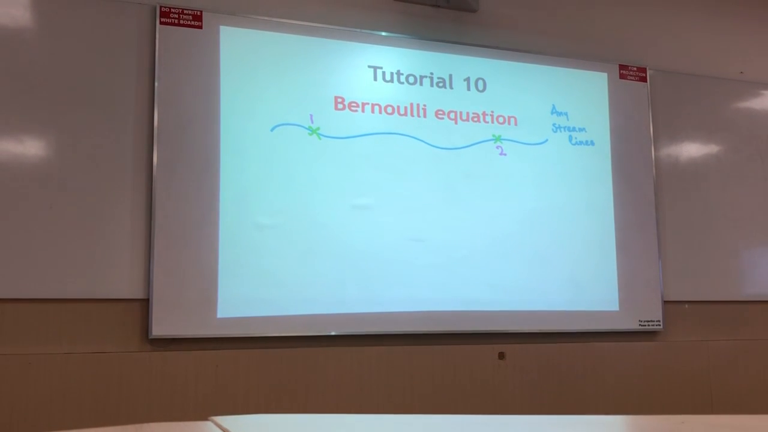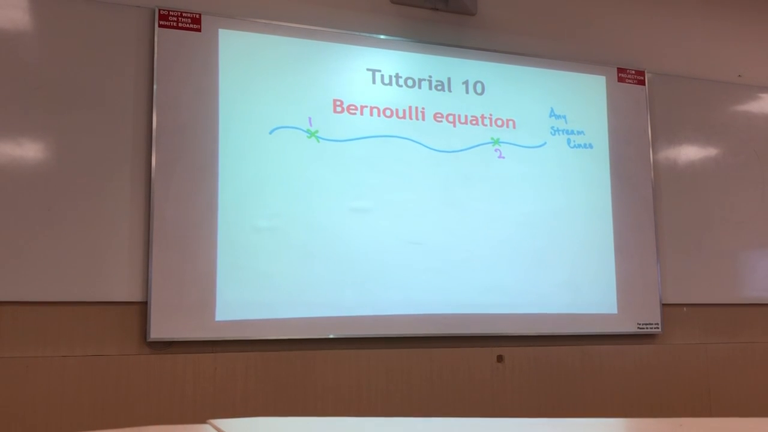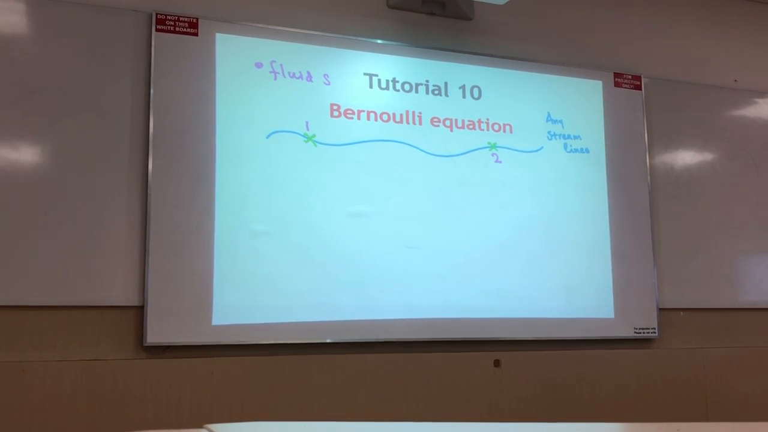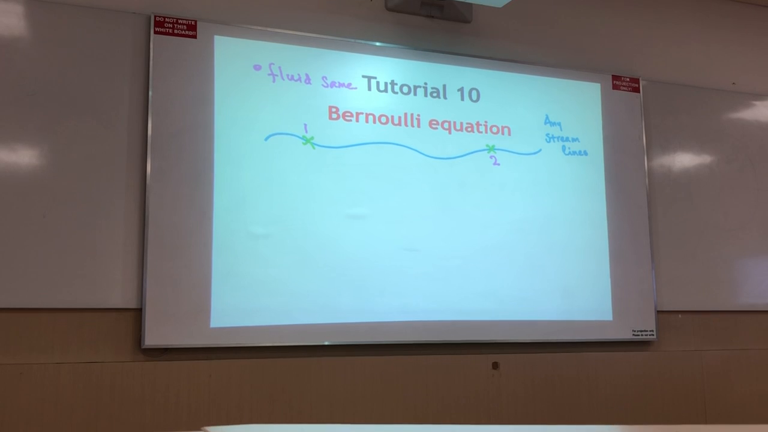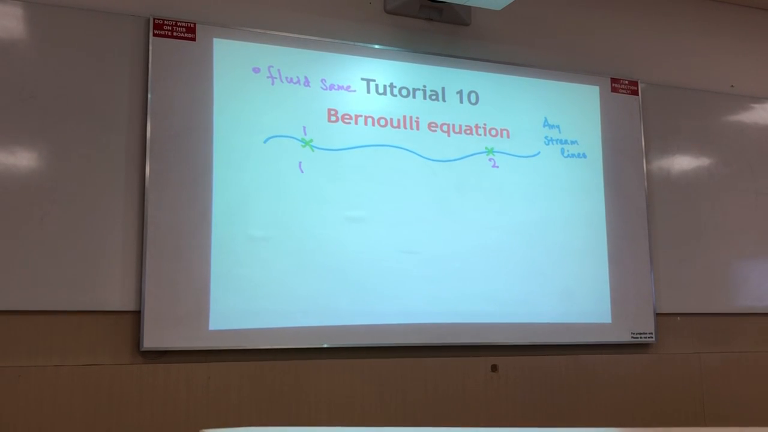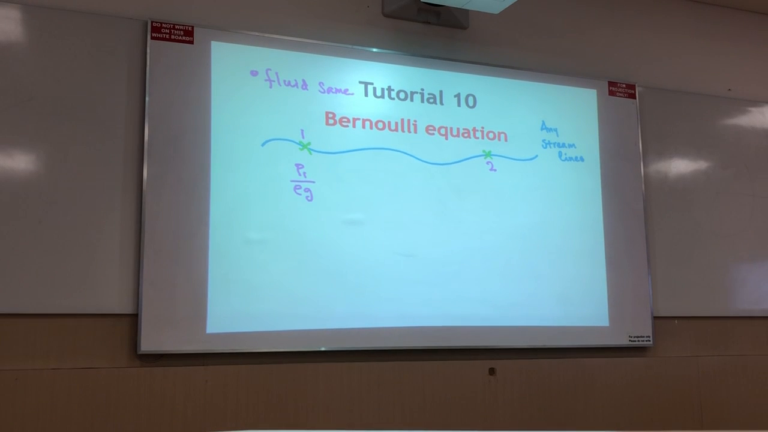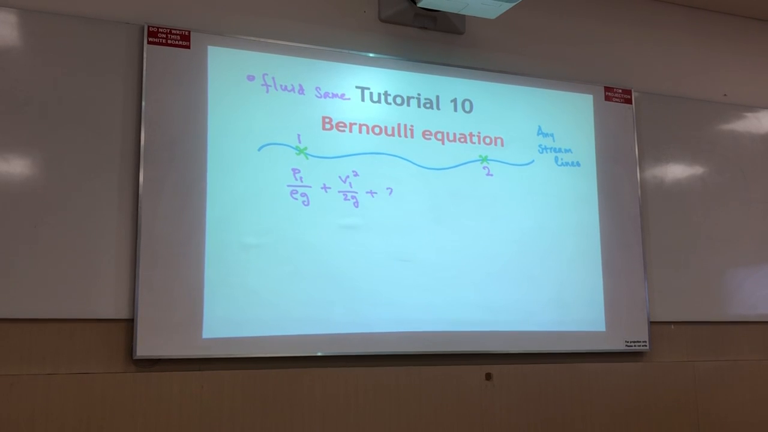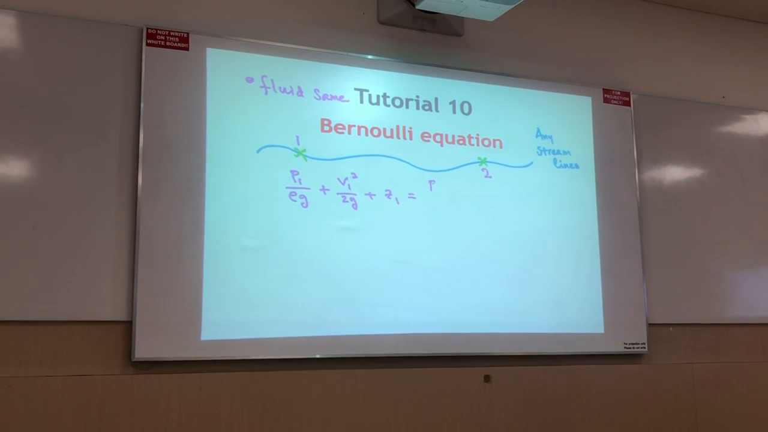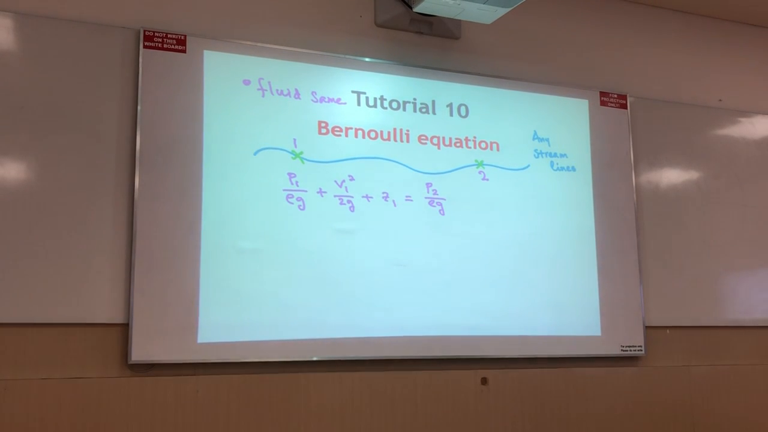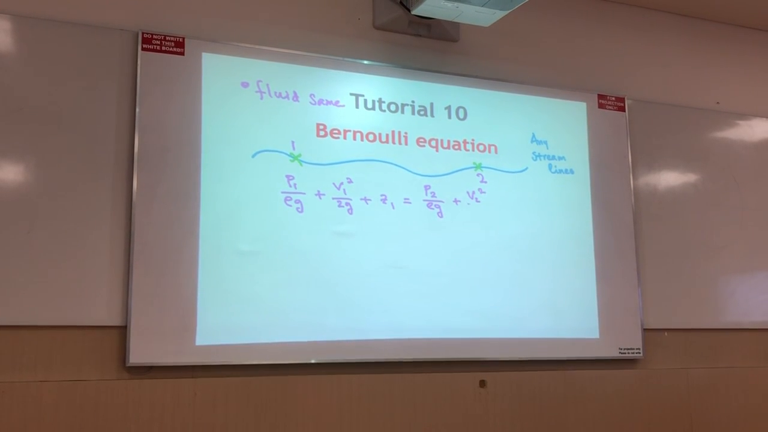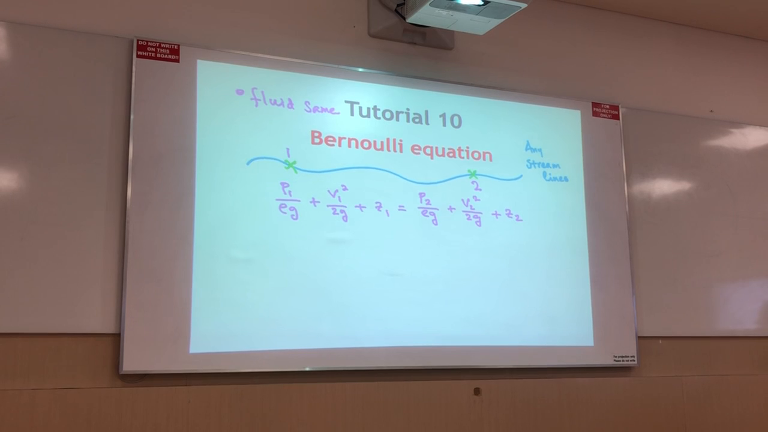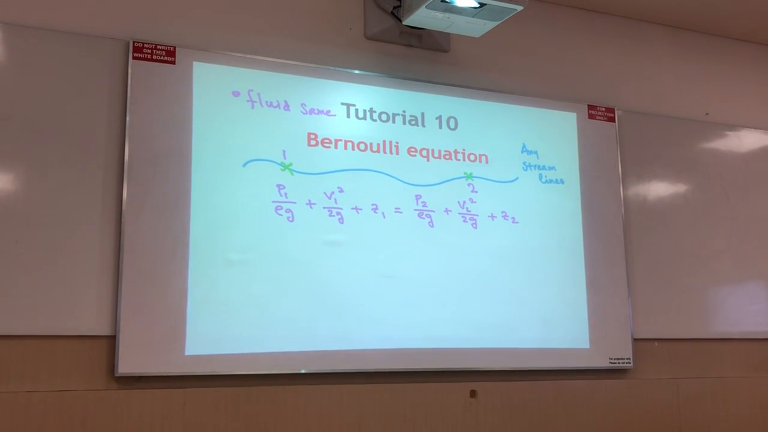In that case, the fluid must be the same type of fluid. Same fluid. Then I can write P1 by rho g, V1 square by 2g, Z1, P2 by rho g, V2 square by 2g, Z2, right? So P1 by rho g, V1 square by 2g plus Z1.